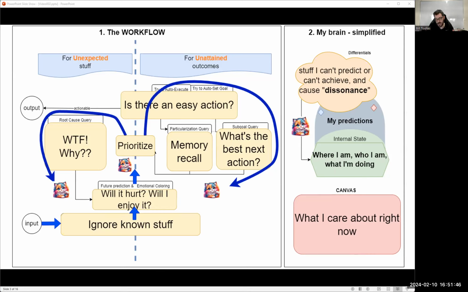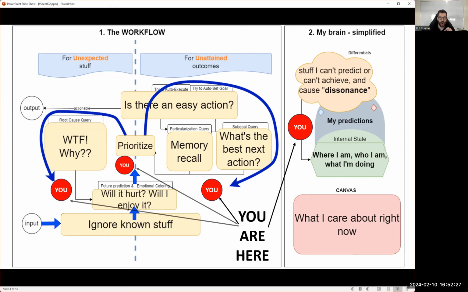If it's an easy action, but it was not exactly like that in the past, maybe I need to recall something from my memory to make it more actionable. Or if it requires multiple steps to reach the goal, maybe I need to ask myself, okay, what's the next best action, the next thing that I need to do in order to achieve this seemingly unattainable goal? That's about it. That's the diagram. So where are you in this whole diagram? Let me give you a hint. You are the kitten in this diagram.